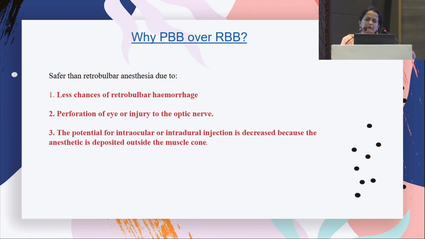So why do we prefer peribulbar over retrobulbar? Because there are fewer chances of retrobulbar hemorrhage, fewer chances of perforation or injury to the optic nerve, and fewer chances of deposition of the anesthetic agent inside the muscle cone.